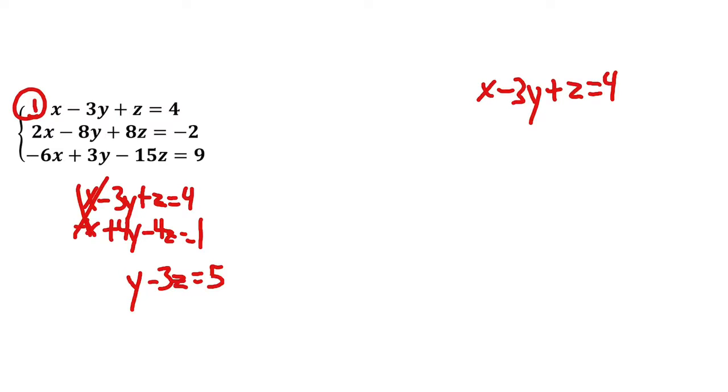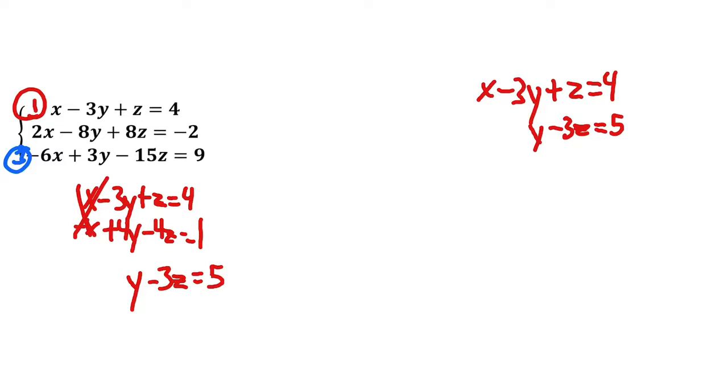Hey, look, we have another great equation to write over here. y minus 3z equals 5. I'm choosing this equation because it has a nice, simple leading coefficient of 1 once again. Now that I have that, I'm also going to need to combine 1 with number 3. Now I don't have to use 1 and 3, but it just seems to me like it kind of makes sense.